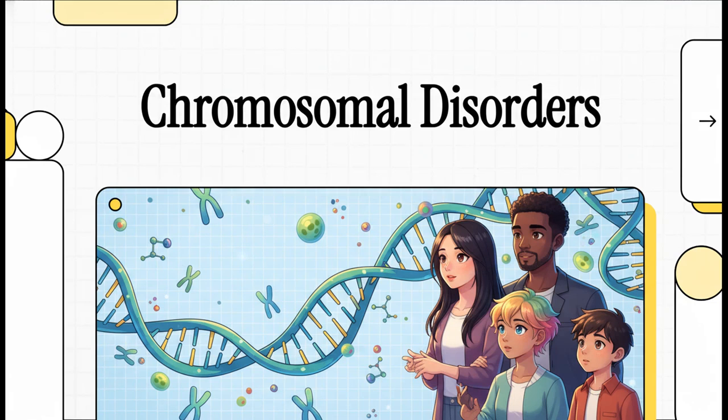Hey there. You know, every living thing has a kind of instruction manual, a biological blueprint that makes it totally unique. And for us humans, that blueprint is just incredibly complex. So today, we're going to dig into what happens when there's even a tiny little typo in that master copy.